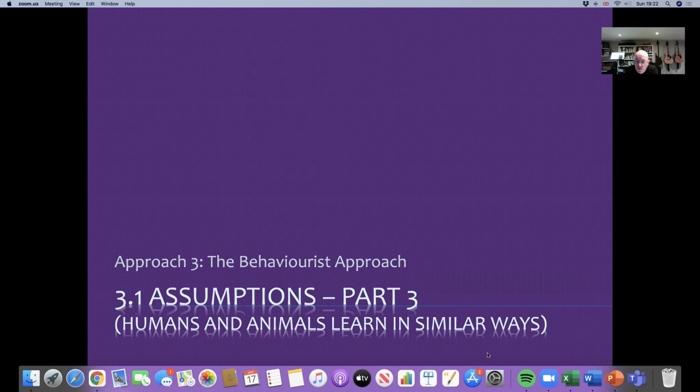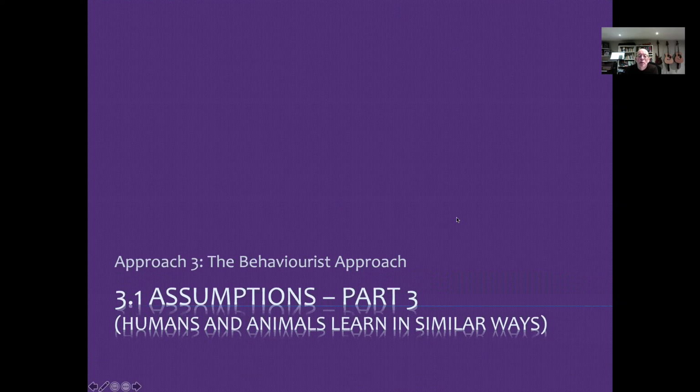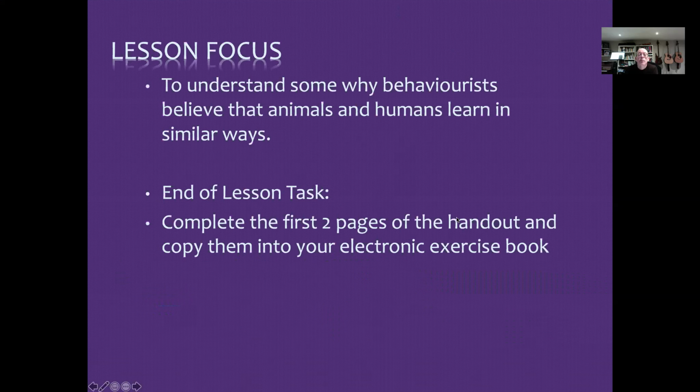So welcome back to our final part of our look at the assumptions of the behaviourist approach. And the assumption that we're going to be looking at in this section is possibly the shortest one in some ways. And it's this idea that humans and animals learn in similar ways. So the learning focus here is to understand why behaviourists believe that humans and animals learn in similar ways.